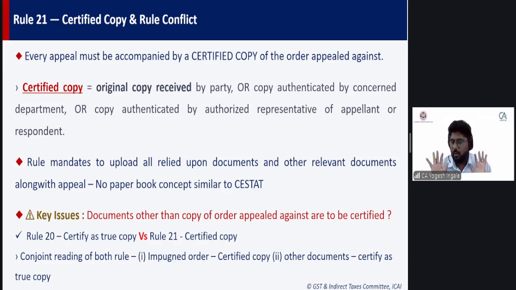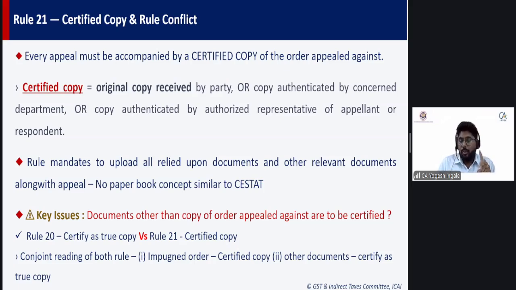So the impugned order must be a certified copy of the order of the appellate authority or revisional authority under section 108. So this must be a certified copy. Under Rule 20, sign and verify, certify as true copy. Under Rule 21, certified copy. So different terminologies have been used within the GSTAT procedure rules itself.